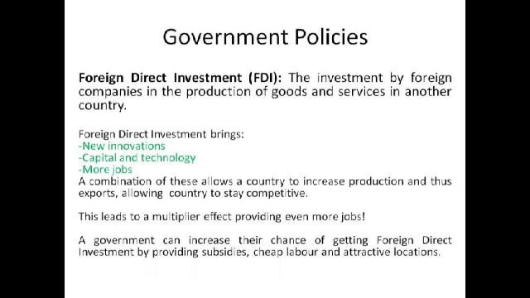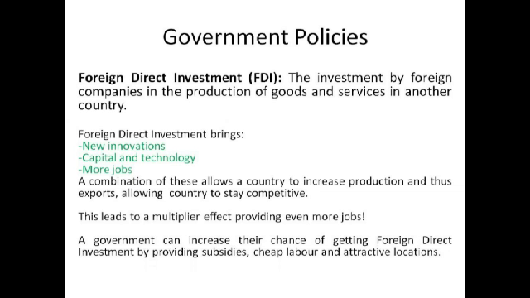And the combination of all of these allows the country to increase production and exports, allowing the country to stay competitive, and it's just amazing. It's the life. And this also leads to a multiplier effect, providing more jobs, because we've got the employment increasing, so increased aggregate demand. More demand needs more supply. To get more supply, we need more jobs.